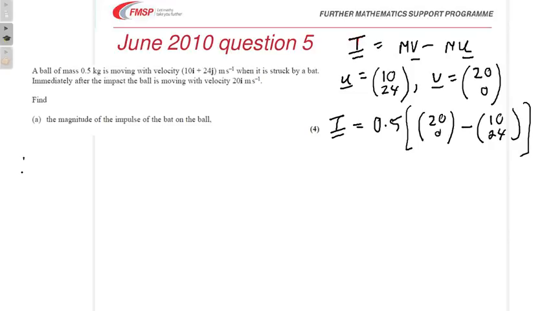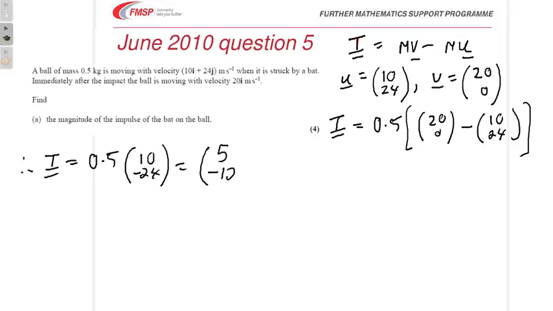Let's use some room on the left hand side here then. So the impulse works out to be 0.5 times 10 minus 24, which comes to an impulse in vector form of 5i minus 12j.